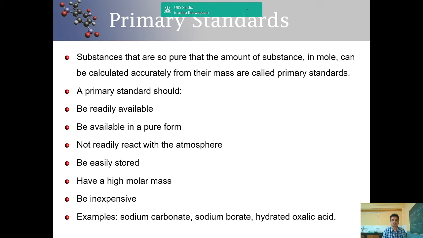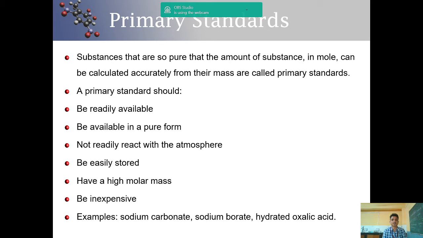These substances we can use as a primary standard substance to make standard solutions or in volumetric analysis. So this is the best example of primary standard substances. And most of the time, questions like this may be asked in your exam: what are the primary standard substances, and what are the requirements of the primary standard substances?